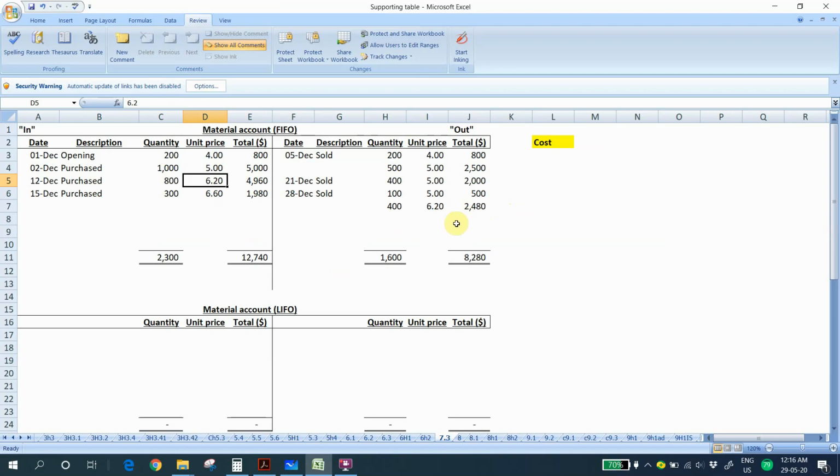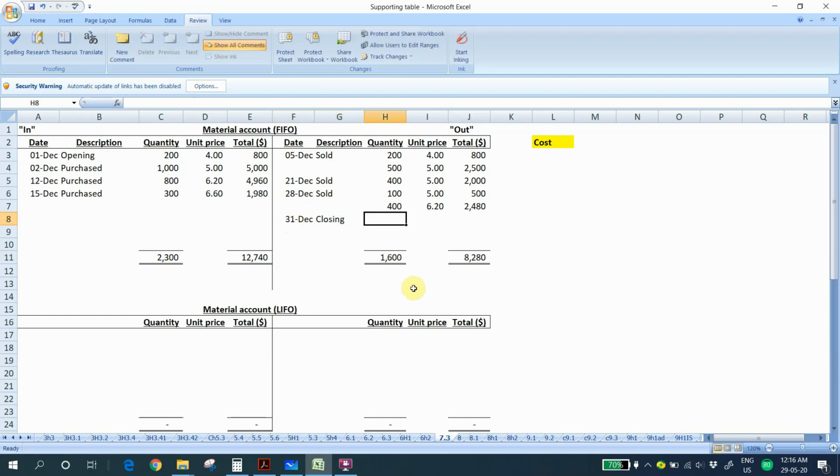The next thing we have to do is find out what is the remaining closing inventory. So this is in, this is out. From here we know that in is more than out. Of course you cannot have out more than in, okay? In must be more than out. So you have a balancing amount here, and the balancing amount will become closing inventory.